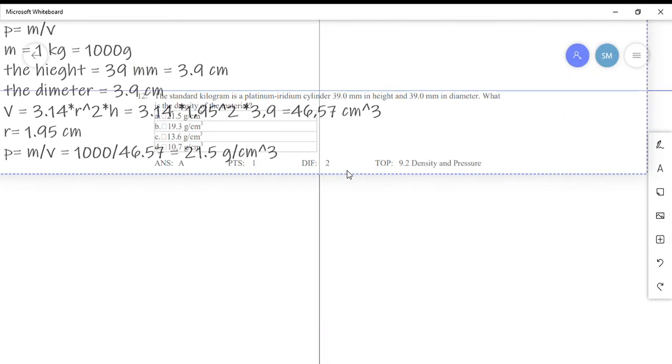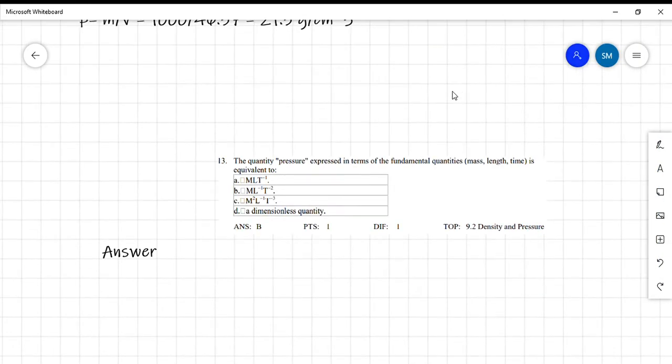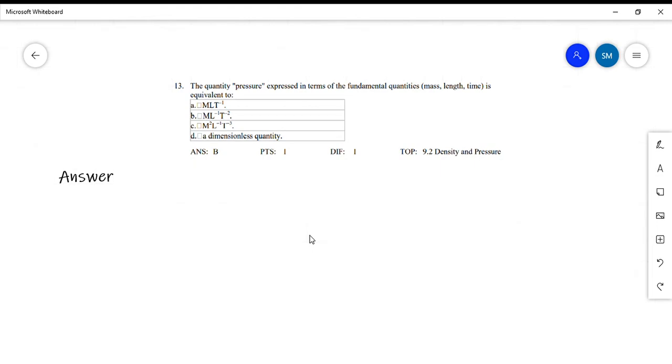Question number 13. Yes, the answer is also B by the same rule, by the same steps as in question number 4. Okay, the answer is B, ML^-1 T^-2.